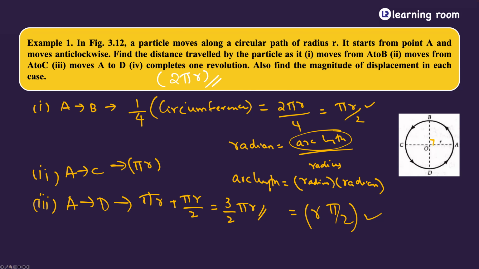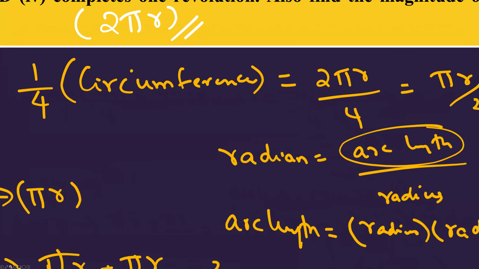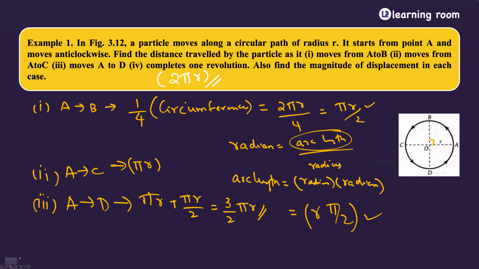So when the particle goes from A to B, what is the displacement? What do you mean by displacement? It is the shortest path length. So what are we supposed to do? Join the points A to B. When you do this, what is going to be the displacement?